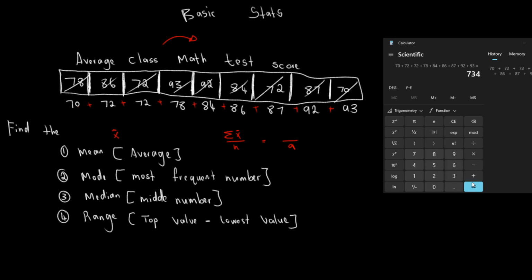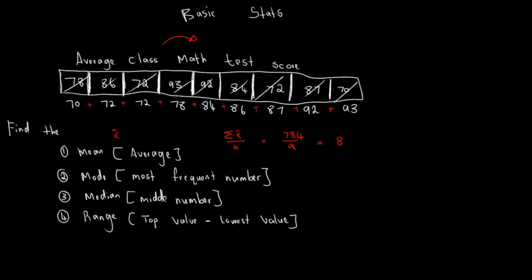Okay, that gives me 734. Let me divide this by, oh, divided by 9. And this gave me 81.3. Okay, so then I found the average of 9 test scores. So the idea to find the mean, or as some people might refer to it, the average, is we add everything together and we divide it by the total that's available.